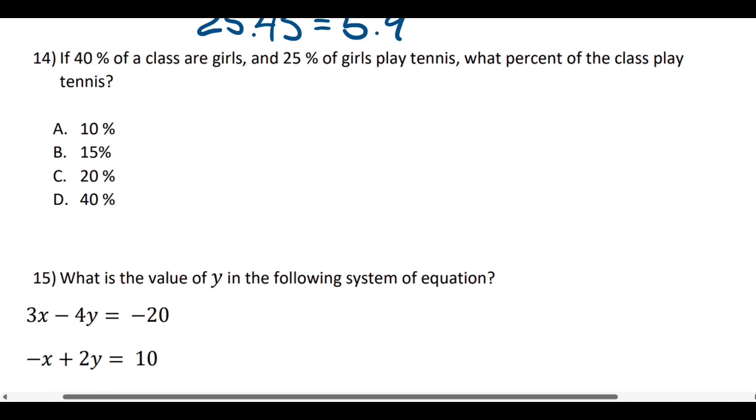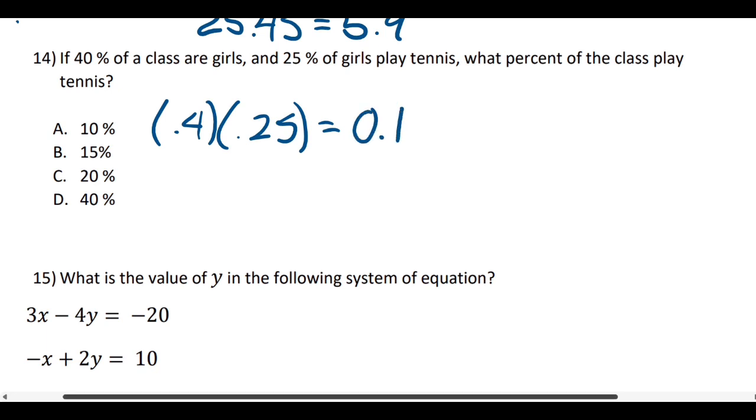If 40% of a class are girls and 25% of girls play tennis, what percent of the class plays tennis? What we have to do is multiply the two percentages together. 40% of the class are girls and 25% of the girls play tennis. And if you multiply 0.4 by 0.25, we get 0.1, which is the same as 10%.